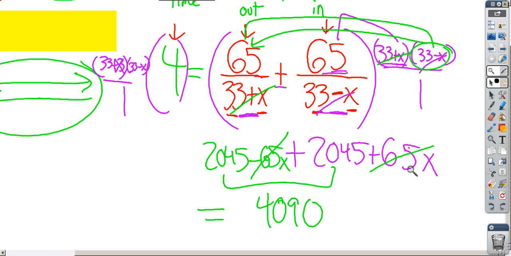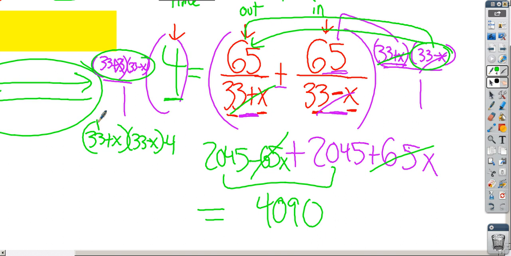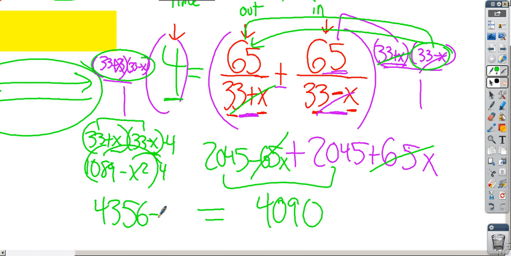Okay, what does that equal? That equals whatever the other side's going to distribute to. So we have 4 times this thing. Let me write it a little bit more clearly so you can see it. Let's FOIL this out first. 33 times 33 is 1089. Plus 33x minus 33x, the outside and inside terms cancel. And x times negative x is negative x squared. And then we still have that times 4. So if we distribute the 4, what is that? 4,356. And then we have minus 4 times x squared, which is minus 4x squared.